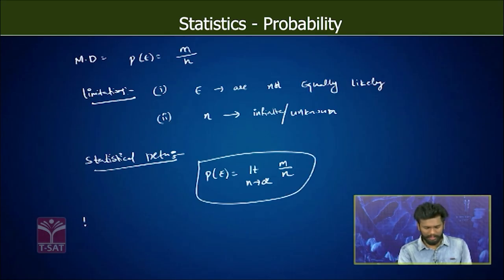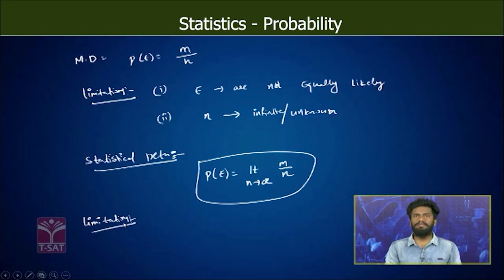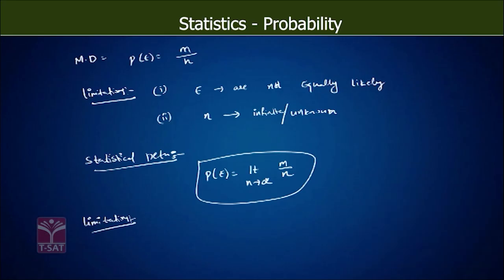Now limitations. What are the limitations of this statistical definition? As we are saying, we have to repeat the event n number of times. So there is one condition in the statistical definition: when you are repeating the event n number of times, each event has to be repeated under identical conditions.